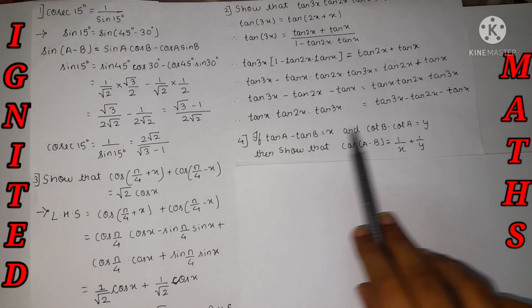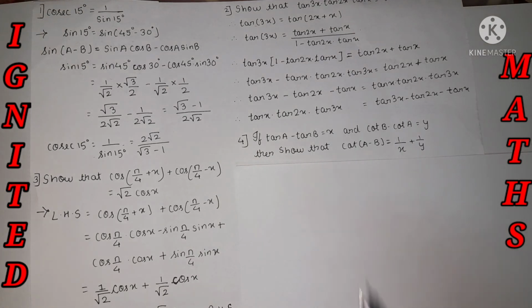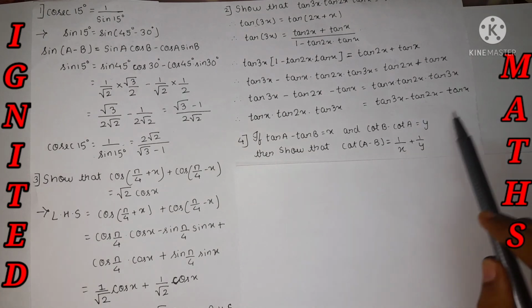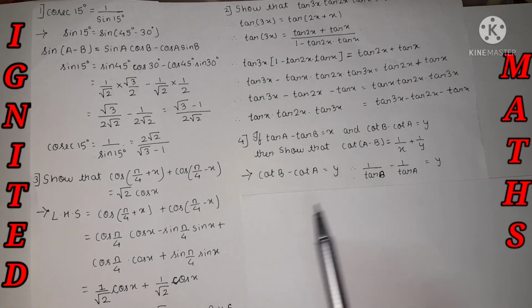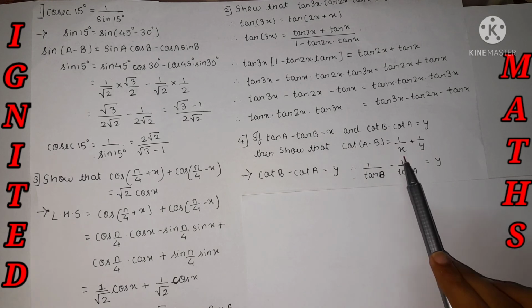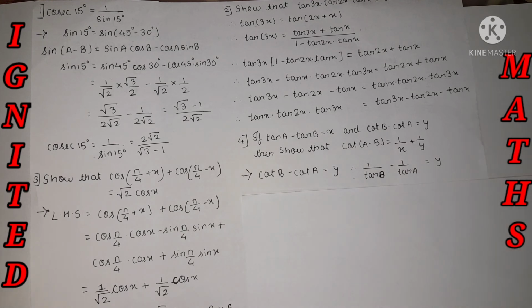So we can use all the given content and we can prove it. For that purpose, they have mentioned over here, I am going to take the value of cot b minus cot a is equal to y. After taking it, cot theta is equal to 1 by tan theta. Over here theta is b, so let's take the angle as b, and over here the angle is a, so let's take the angle a. So 1 by tan b minus 1 by tan a, and y.